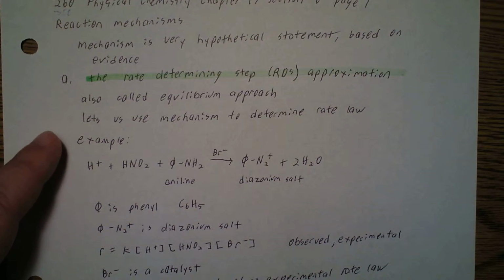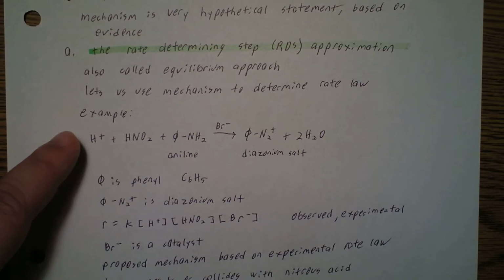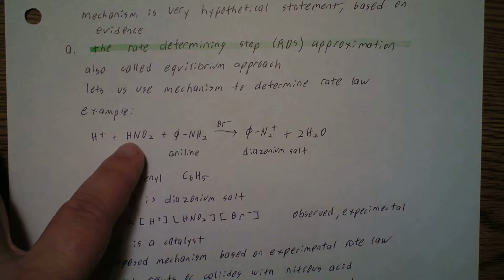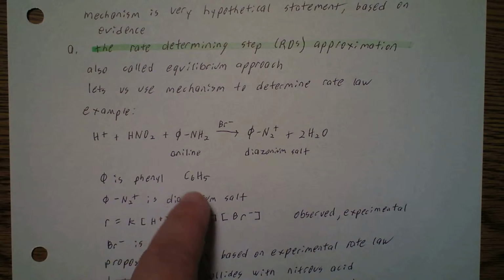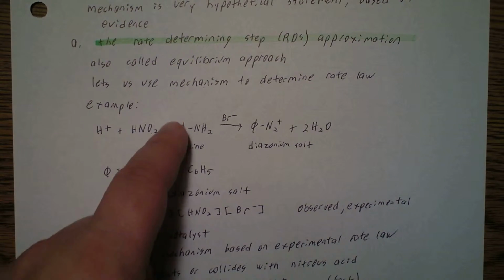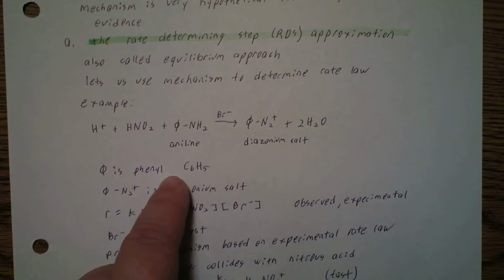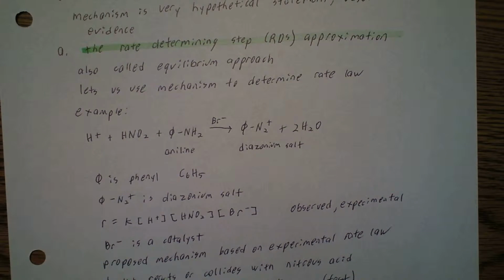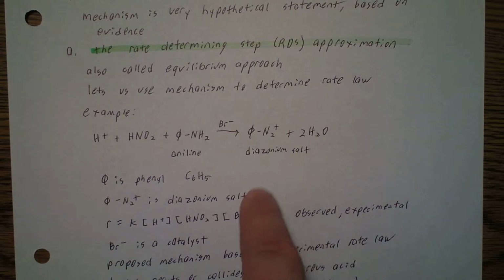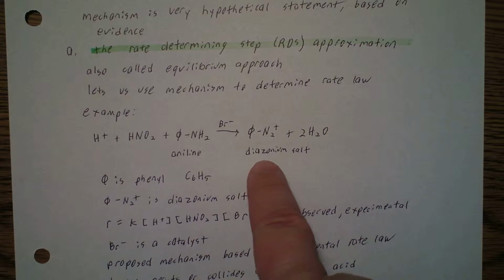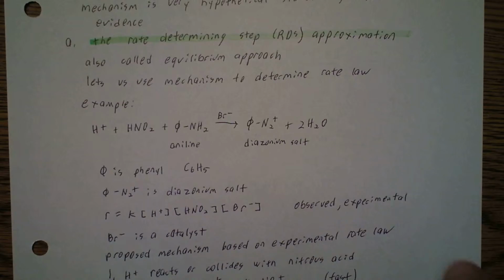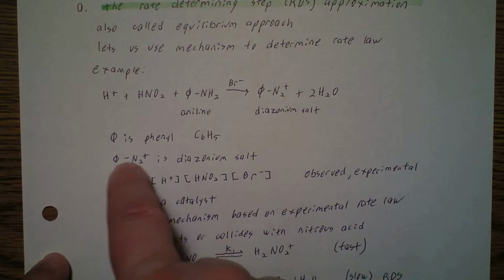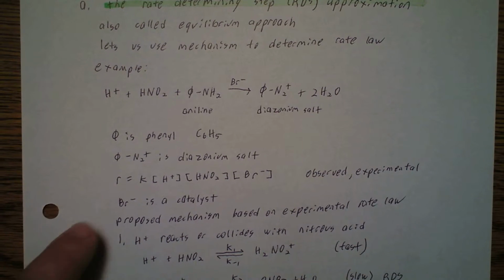Let's use a mechanism to determine a rate law. For example, let's say we have H plus ions plus HNO2 plus aniline. Remember, Phe is a phenyl group, so it's a C6H5. And then we have a catalyst of bromide, so we're going to get this phenyl group with N2 plus, this diazonium salt, plus H2O. That's the diazonium salt right there.